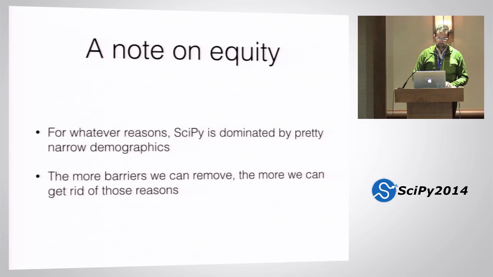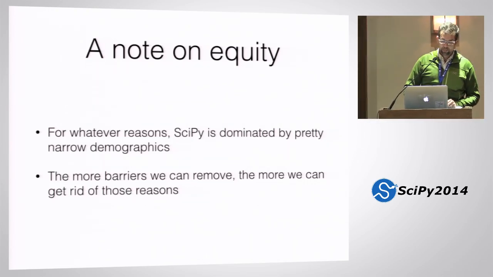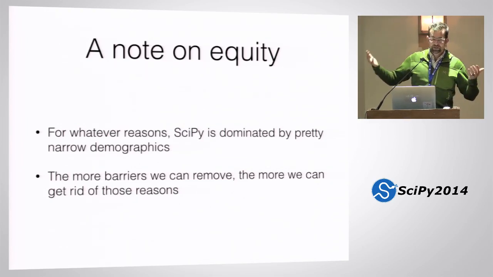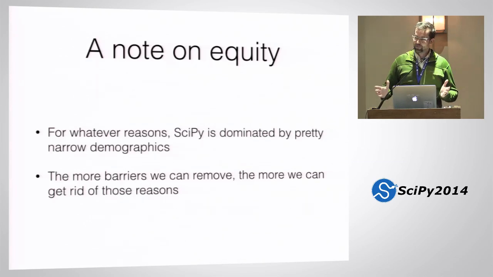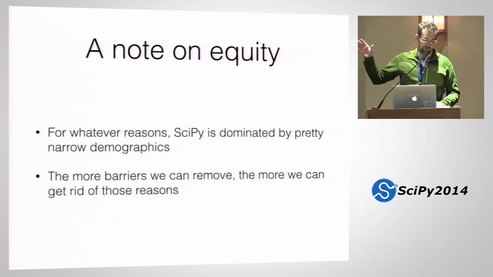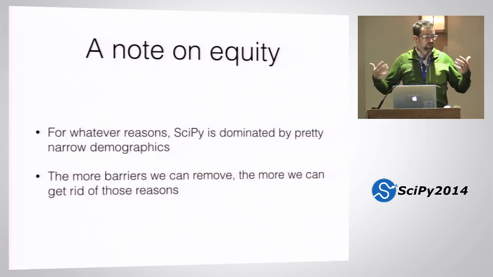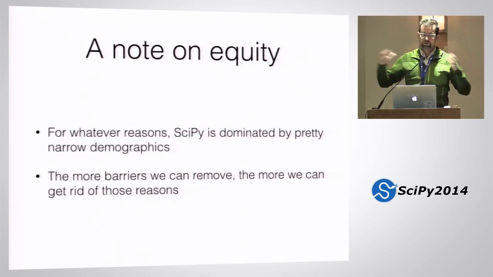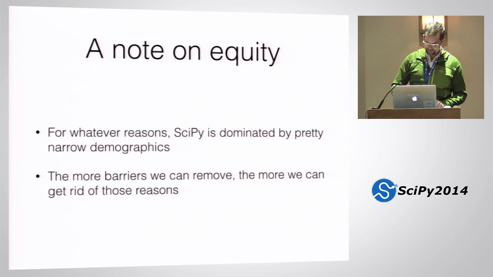I also just want to highlight, I think this is an important issue for equity. For whatever reasons, SciPy is dominated by pretty narrow demographics, right? And you can look around the room and pick your demographic. The more barriers we can remove, the more we can get rid of those reasons, right? The more we can have a big tent and have really cool, exciting research that bridges, integrating from physical science to policy and wearable computing that helps you have a better life, stuff like that.